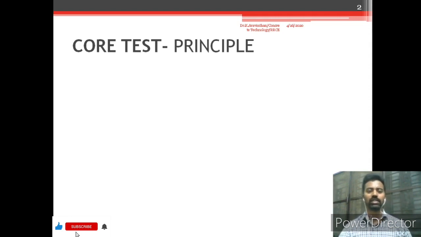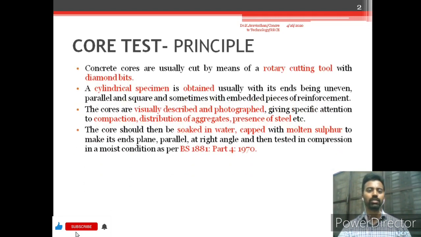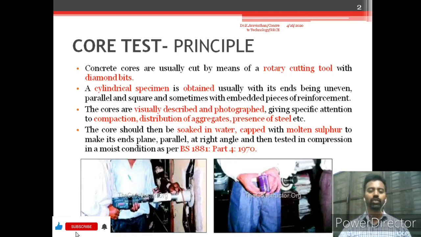Now let us discuss the core test principle. Here what you are doing is working on an existing concrete structure. Obviously for a larger structure you can do a core test. How is it conducted? There is a rotary drill. You can see this picture.